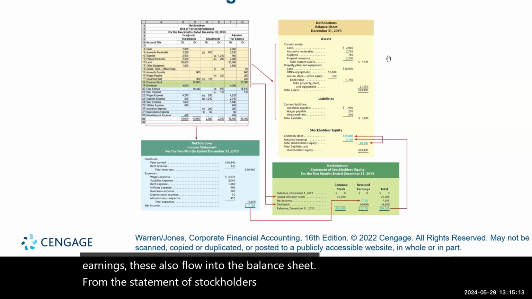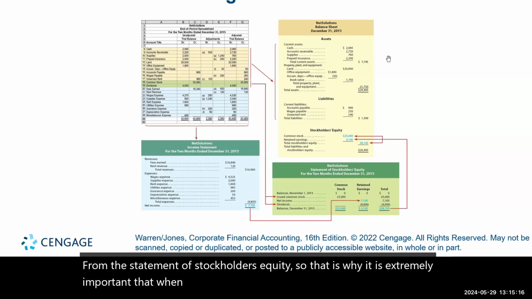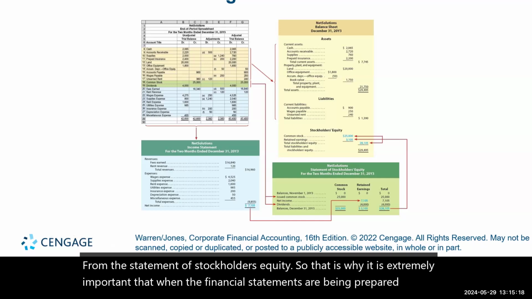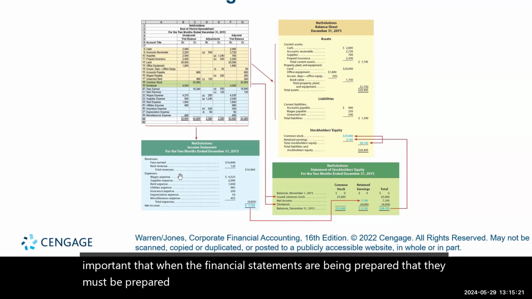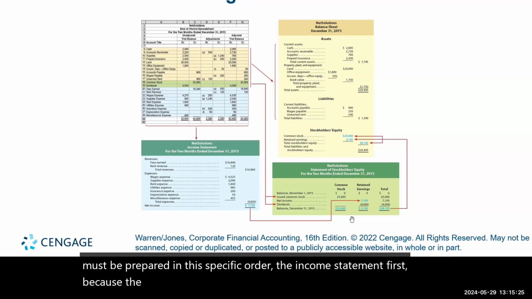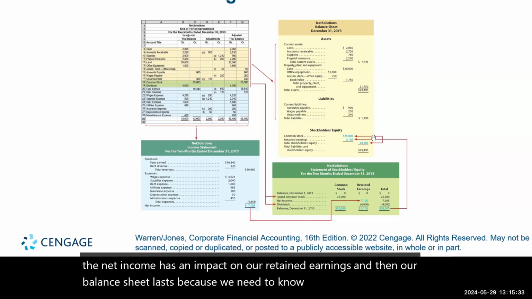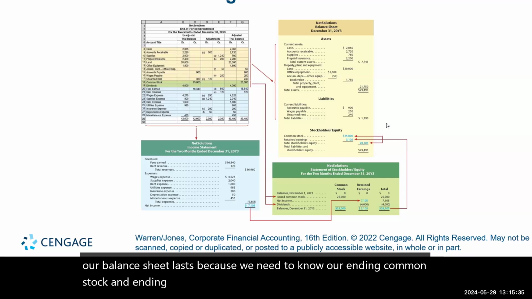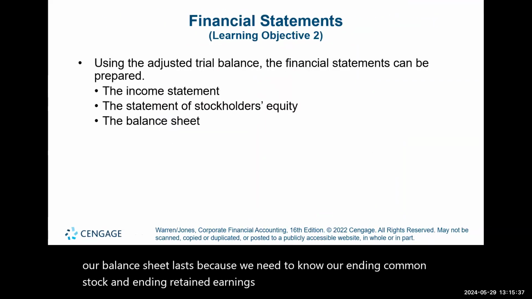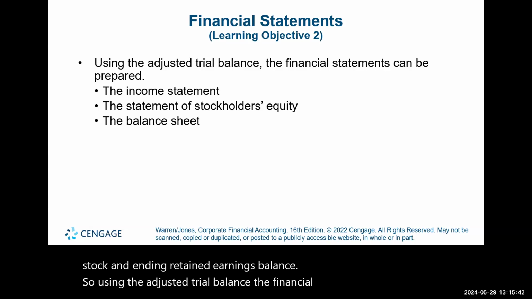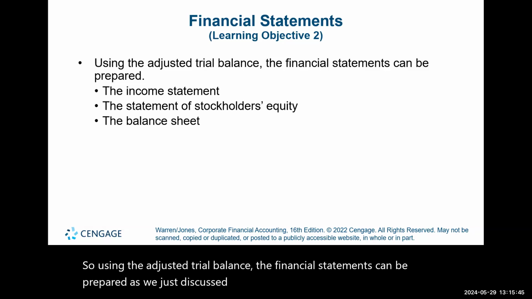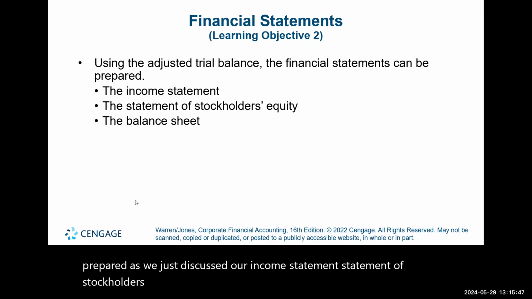So that is why it is extremely important that when the financial statements are being prepared, they must be prepared in this specific order. The income statement first, because the net income has an impact on our retained earnings, and then our balance sheet last, because we need to know our ending common stock and ending retained earnings balance. So using the adjusted trial balance, the financial statements can be prepared as we just discussed: our income statement, statement of stockholders' equity, and then our balance sheet.